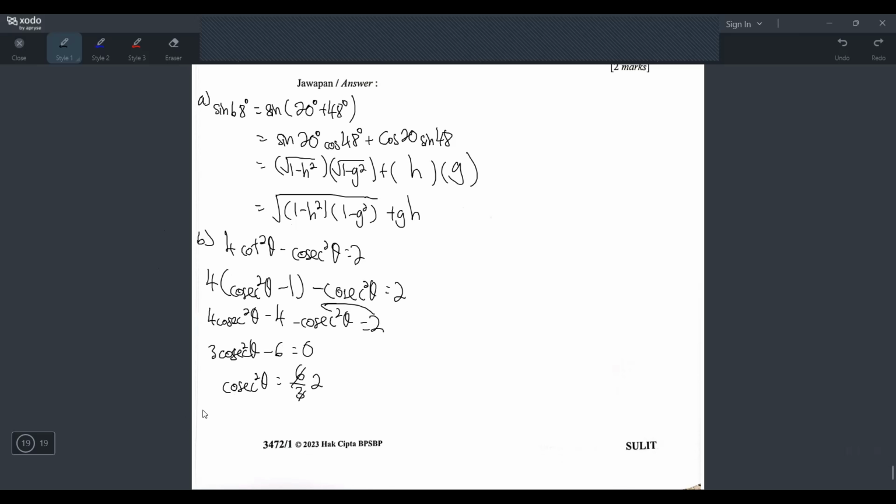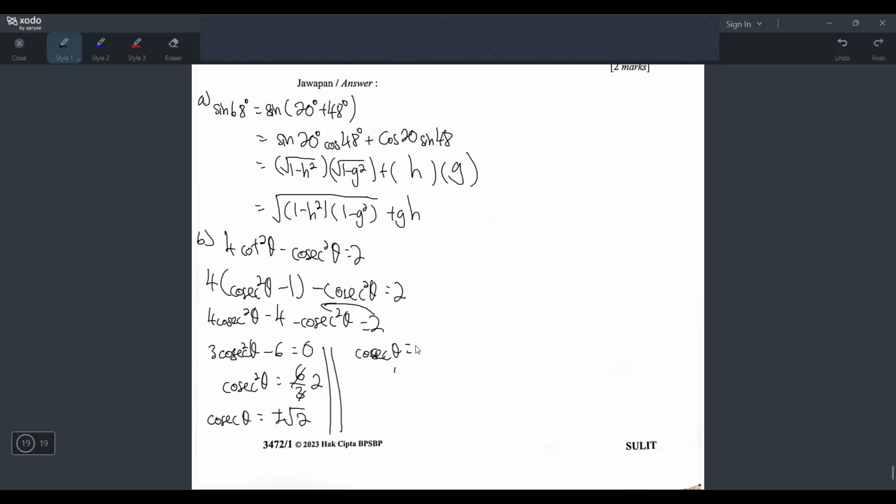Because cosec square here means what? It means cosec theta times cosec theta. That's why it's cosec square. So it means the square can move and become square root. So it becomes cosec theta equals to plus minus square root 2. Because when you take square root, there will be a plus minus sign like this, right? So now it will be cosec theta equals to square root 2.